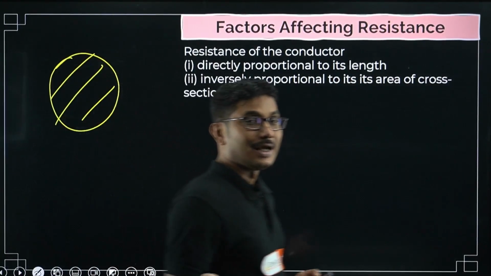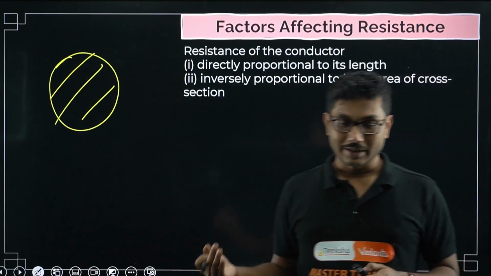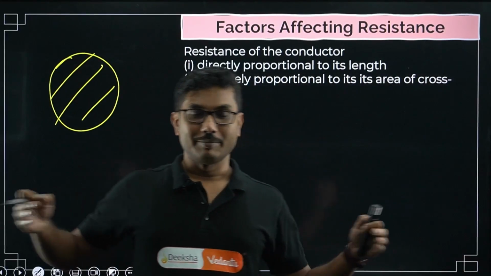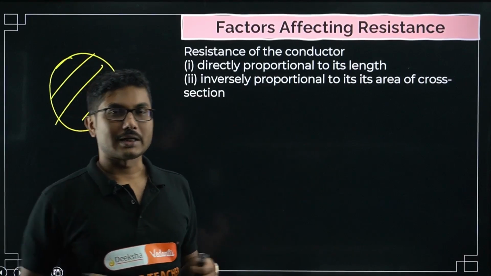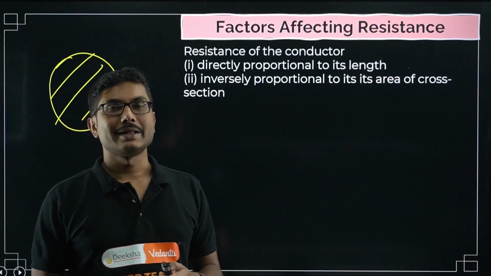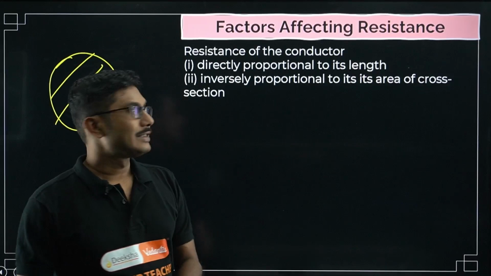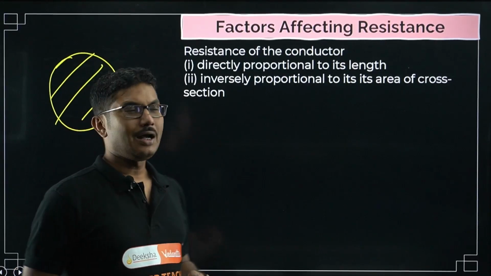Similarly for resistance in a conductor, you can increase the resistance by making the conductor longer, more length, and you can decrease the resistance by making the cross sectional area higher.